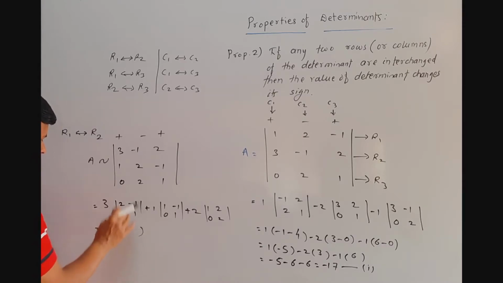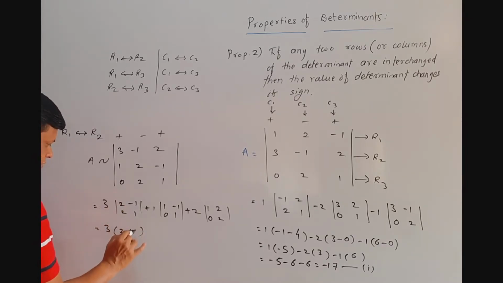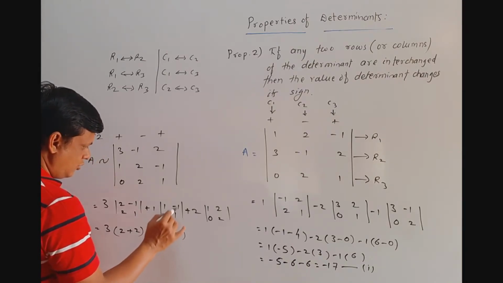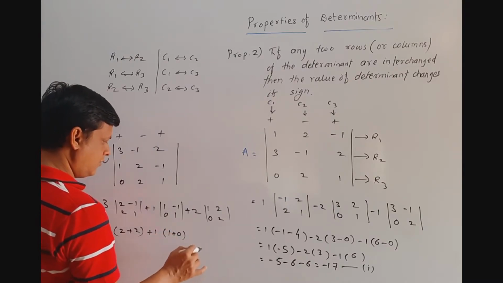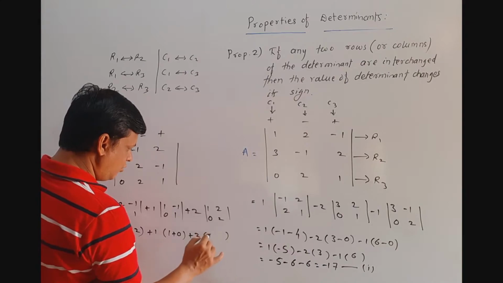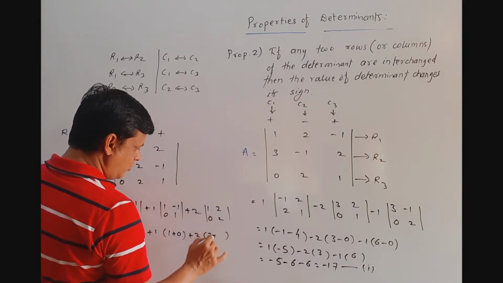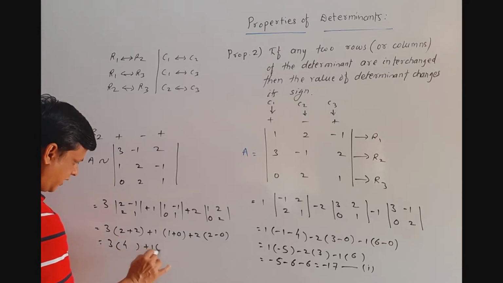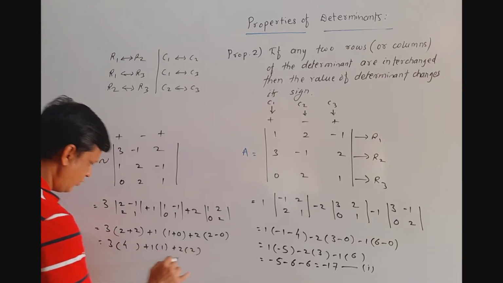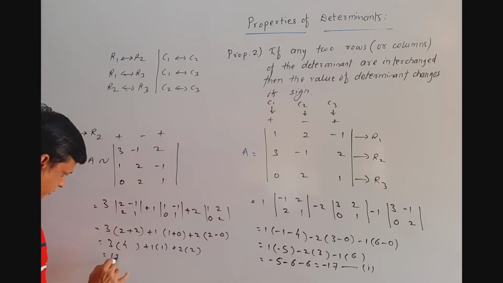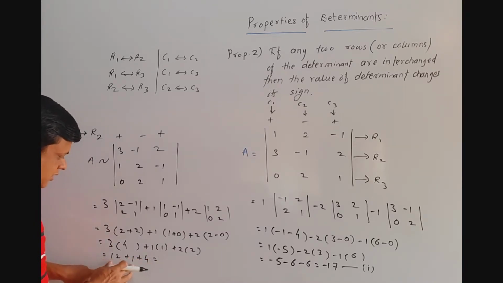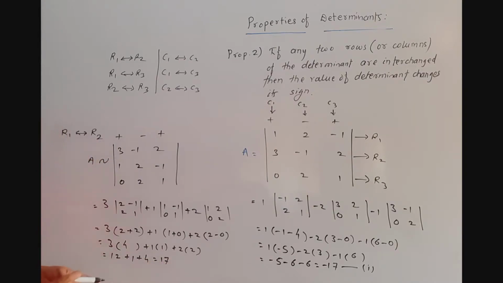So write 3 in bracket, 2 into 1 is 2, minus minus plus, 2 into 1 is 2, plus 1 in bracket, 1 into 1 is 1, minus 0 into 1 is 0. So write minus minus plus 1 plus 0, plus 2 in bracket, 1 into 2 is 2, 0 into 2 is 0. So write 2 minus 0. So here we get value 2 plus 2, 4, 3 into 4, plus 1 into 1, plus 2 into 2. So 3 into 4 we get 12, plus 1, plus 4, which is equal to 12 plus 1 is 13, 13 plus 1 is 14. That means here the sign changes.